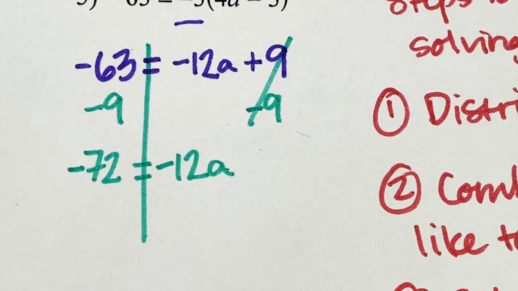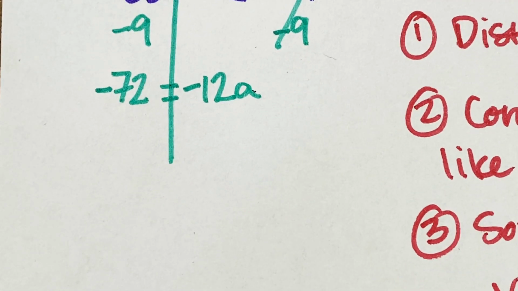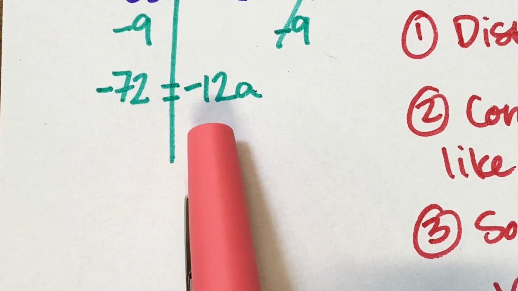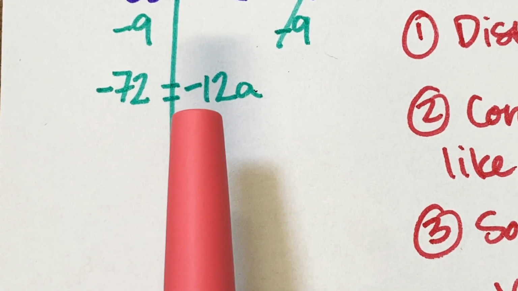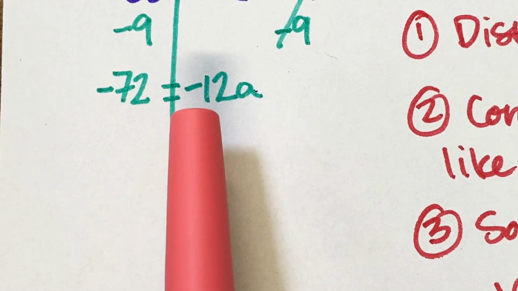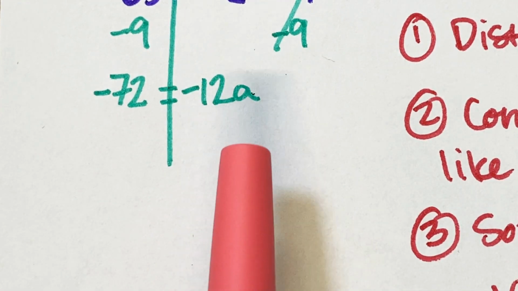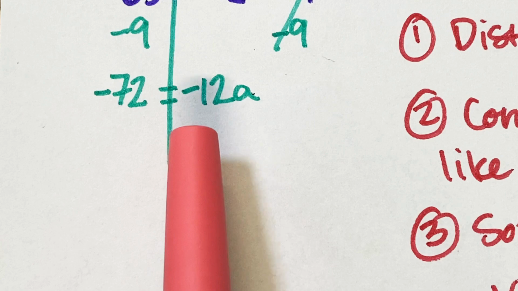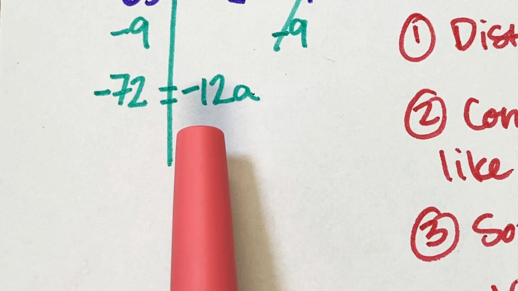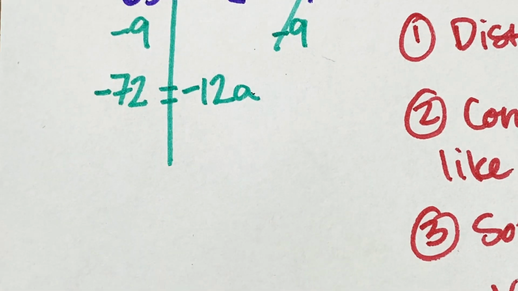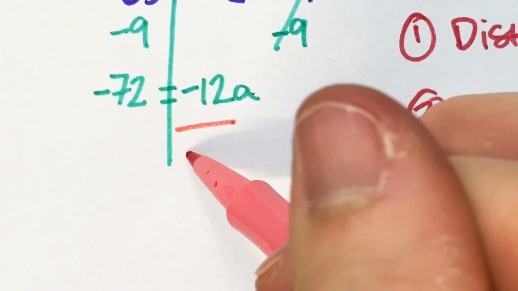Beautiful. Okay, so we still have this times by negative 12 that we have to get rid of. Careful, this is not saying a minus 12. This is saying negative 12 times a because they're right next to each other. So what is the opposite, or how do I get rid of times by negative 12? We divide by negative 12.